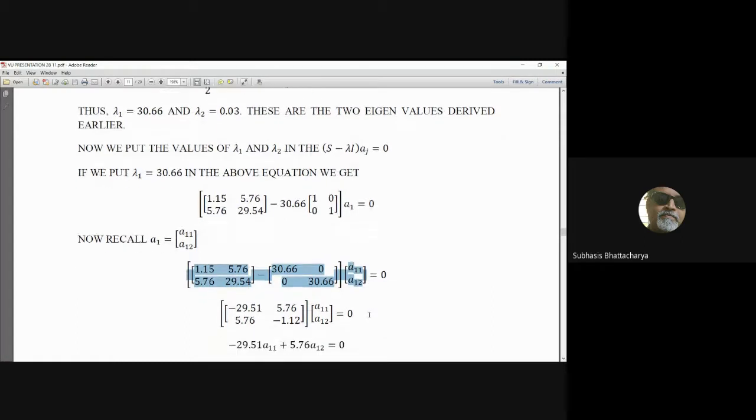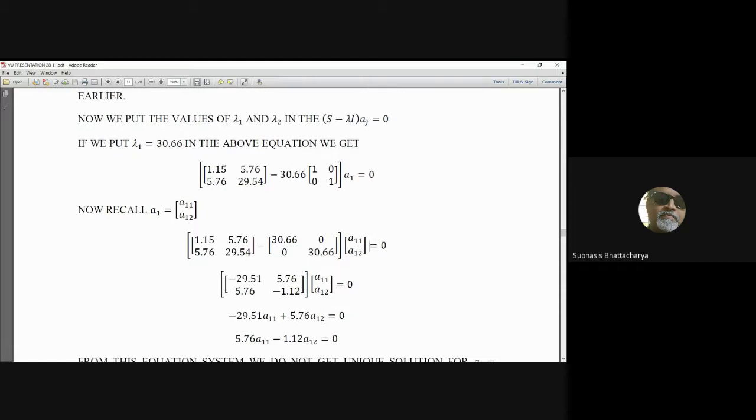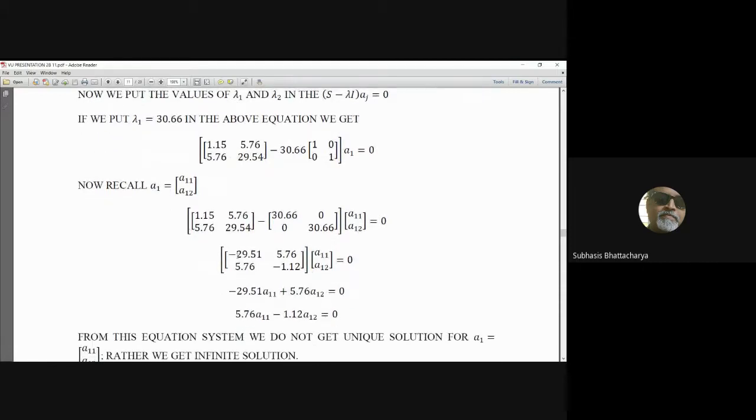And from here I just solve the part within the matrix. That is 1.15 minus 30.66, the value is minus 29.51, and this 5.76 remains here. And 29.54 minus 30.66 is minus 1.12, times A11, A12. If I apply the matrix multiplication rule, this row multiplied by this column gives A11 into 29.51 plus 5.76 into A12 equals 0. And again, 5.76 into A11 minus 1.12 into A12 equals 0.